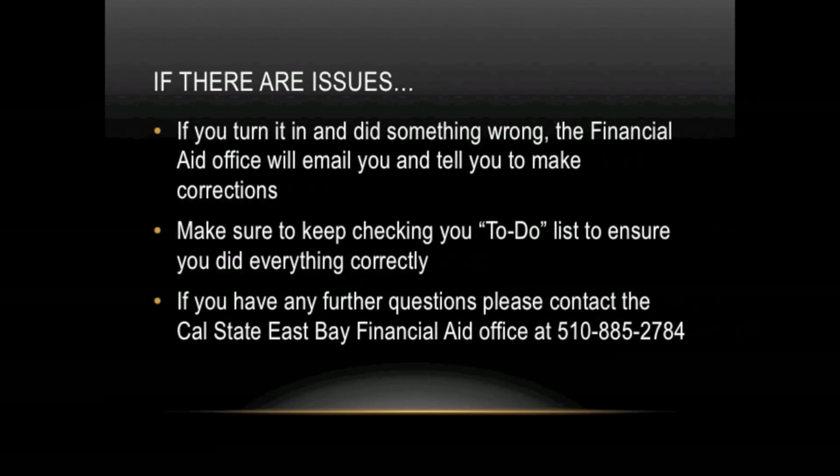If there are any issues, you need to contact the financial aid office right away. For example, if you did something wrong on the form, the financial aid office will send you an email and you will have to redo the form. Make sure to keep checking your to-do list to ensure you did everything correctly. If you have any further questions, please contact the Cal State East Bay Financial Aid Office at 510-885-2784.